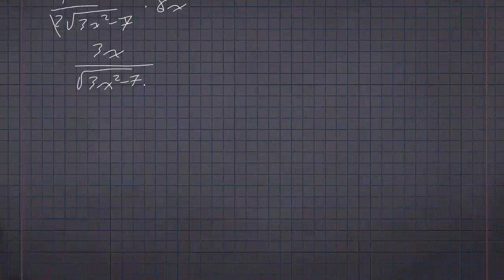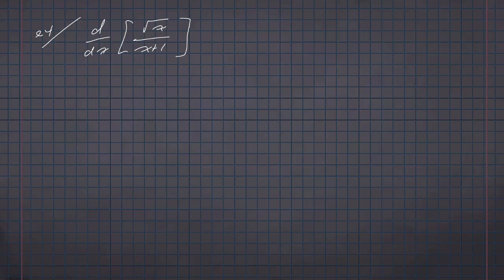All right, and one more just for fun. We can mix this in with the quotient rule. The derivative of the square root of x over x plus 1. This is going to be a nightmare. It's not going to be that bad. It's just going to be a lot of be very careful and make sure that you don't put anything in a wrong place.